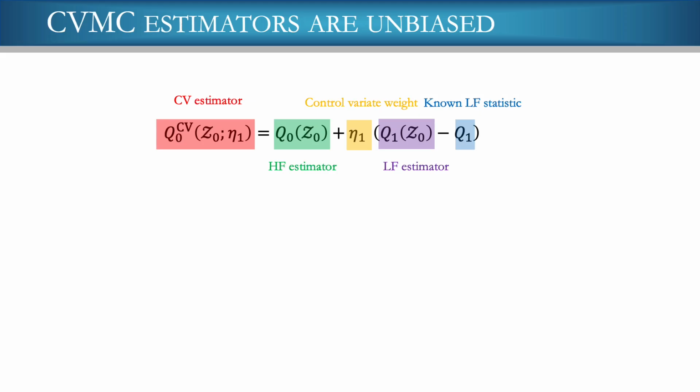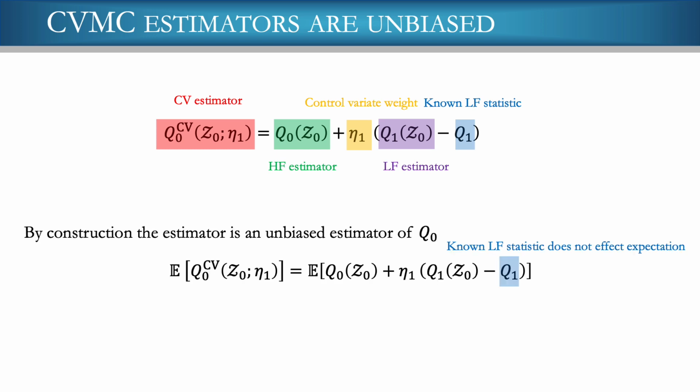The CV estimator is designed by construction to be an unbiased estimate of F0. This can be seen by taking the expectation of the estimator, using the linearity of the expectation operator to split the expectation, and noting that the expectation of the known statistic Q1 is just Q1. Consequently, under expectation, the contribution of the low-fidelity components of the control variate estimator cancel. Thus, the mean squared error of a control variate estimator is equal to the variance of the estimator.